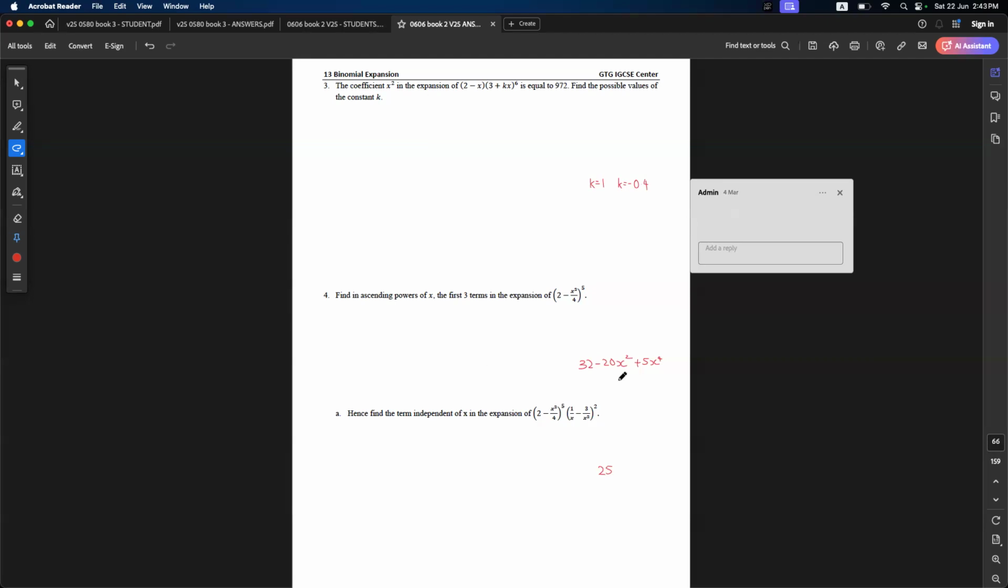Coefficient of x is 0. How does that make sense? If the coefficient of x is 0, is it? In terms of p, you want the coefficient of x squared.